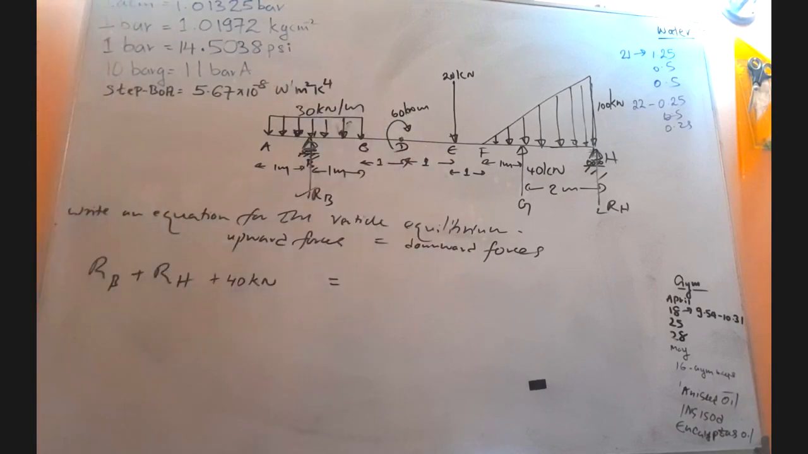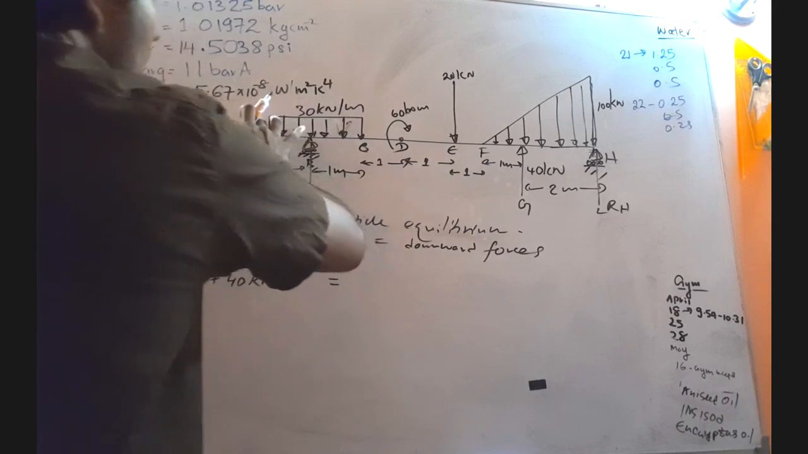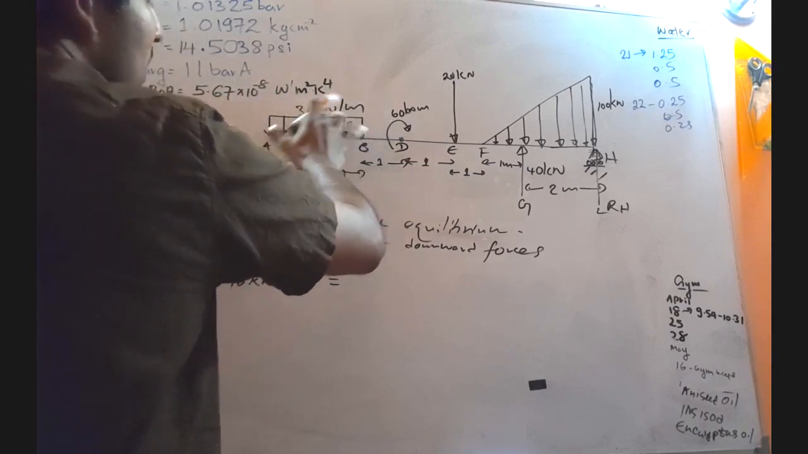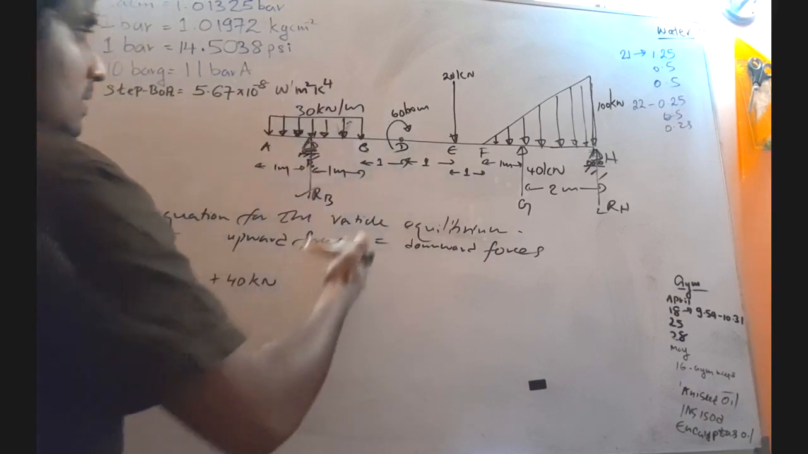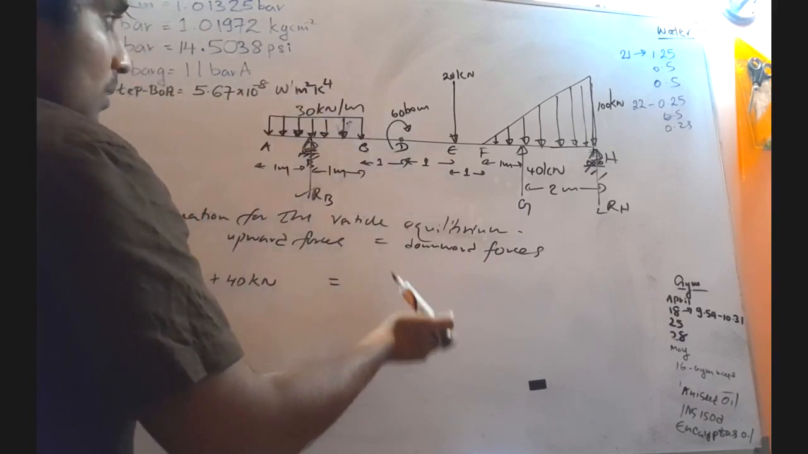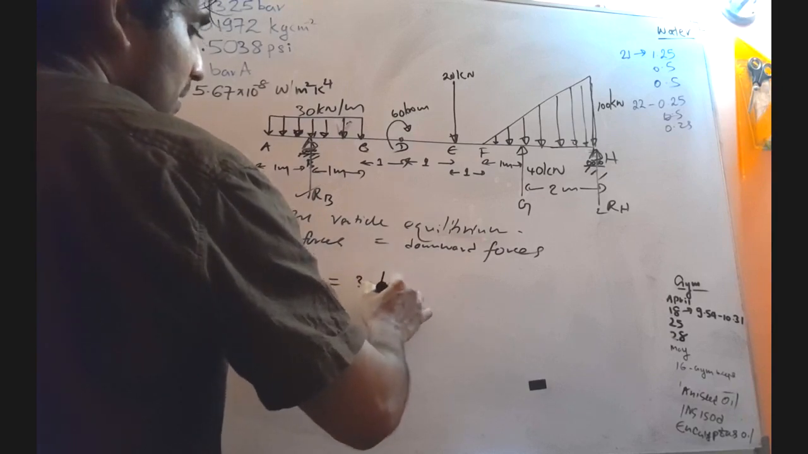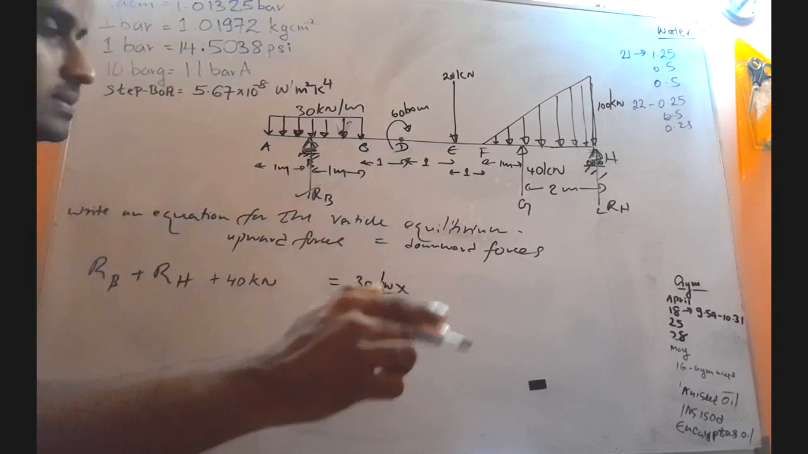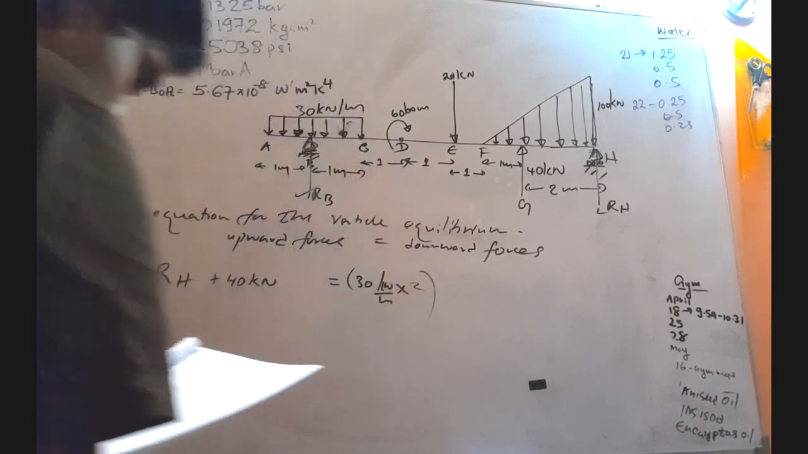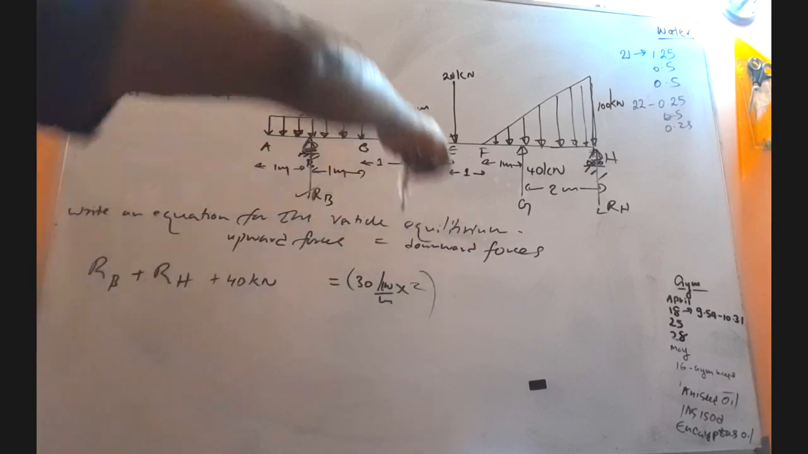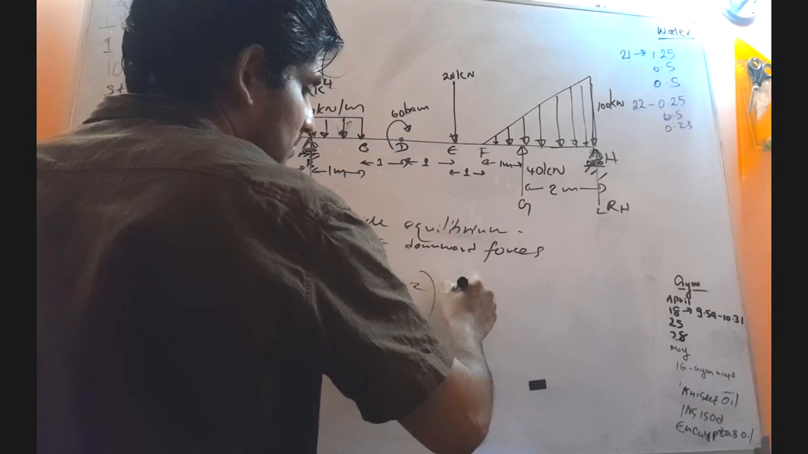What are the downward forces that we have? We have this uniformly distributed load, 30 kilonewton per meter, for a distance of this much, acting in the downward direction. For a 2 meter distance, so 30 multiplied by 2. Then this point load of 20 kilonewton is also acting downward, so plus 20.